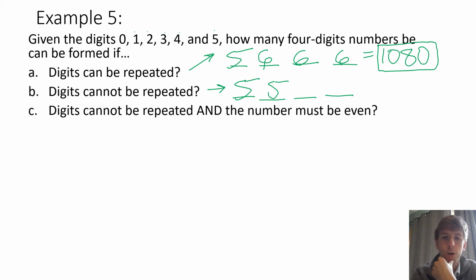And now we've chosen 2 of our 6 total numbers. So 6 minus 2 is 4. And for the fourth slot, we've now chosen 3 of our numbers from slots 1, 2, 3. So we only have 3 left. So 5 times 5 times 4 times 3 will be 300.